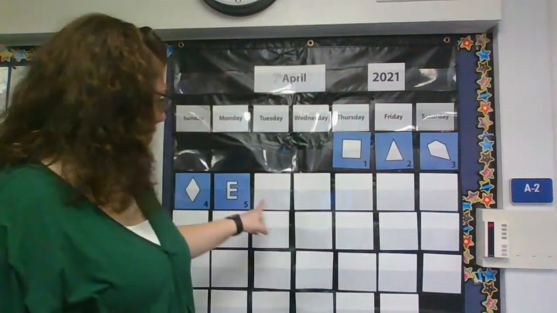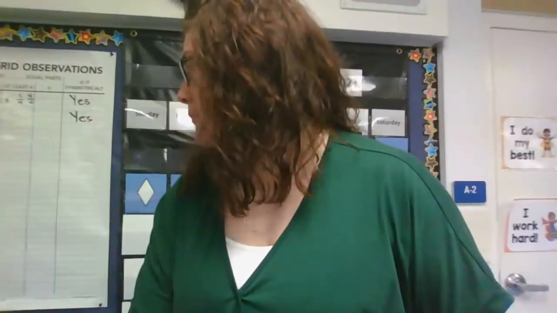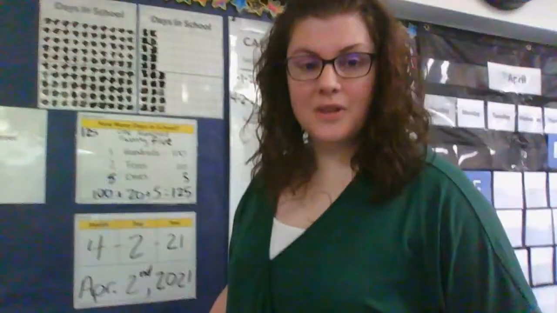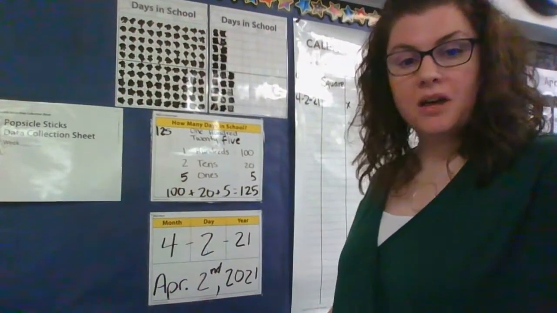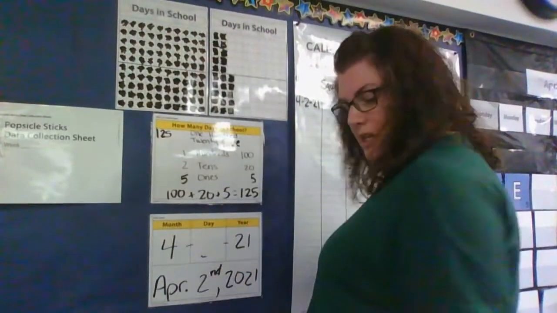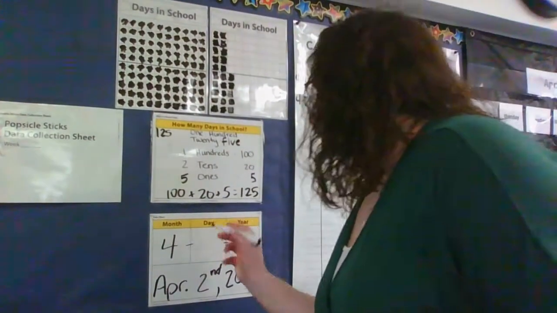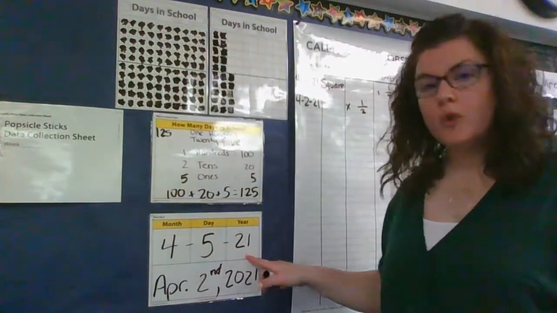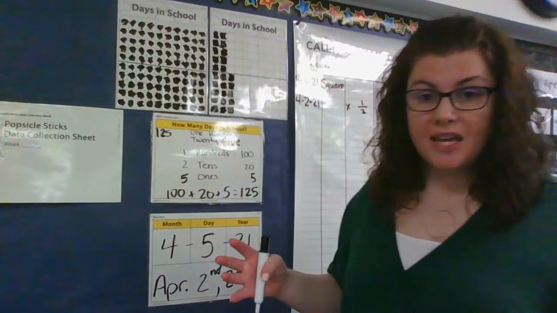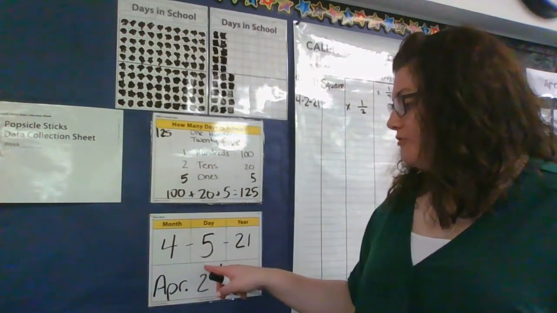Now, let's think about, do we remember what month April is in the year? Well, we have January, February, March, April. So what month is April? You got it. It's the 4th month, and today's the 5th day of the 4th month. So let's go update our date card. We're going to leave that 4 right where it is in our month column. We're going to change this day to the 5th. And the year is 21. So everything we write our date on today will be 4-5-21.